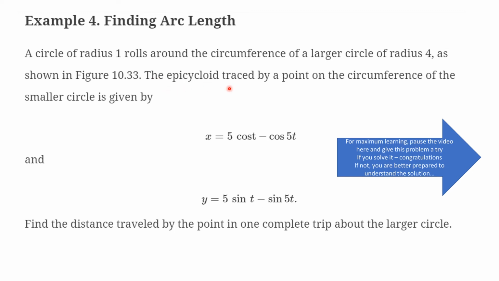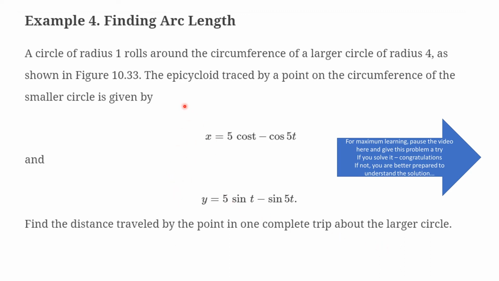We talked about the cycloids earlier, traced by a point on the circumference of the smaller circle. Now, we're telling you what the equation is. It is x is equal to 5 cosine t minus cosine 5t, and y is equal to 5 sine t minus sine of 5t. And so the idea is you want to find the distance traveled by the point in one complete trip around the larger circle.